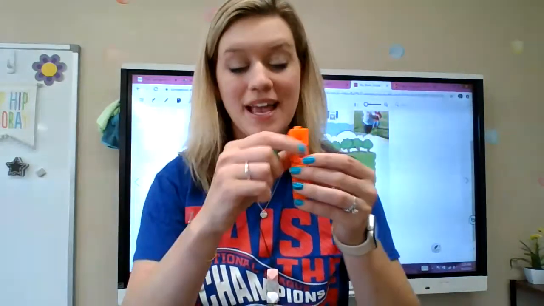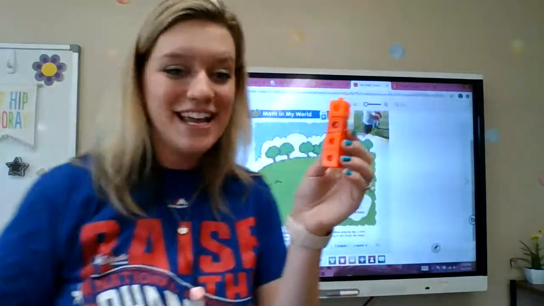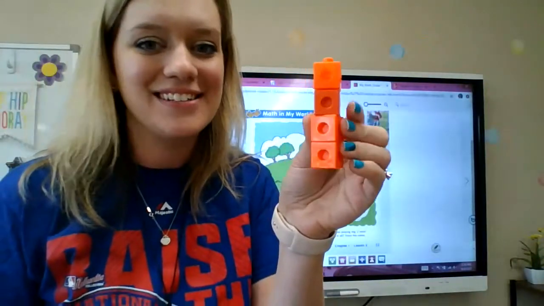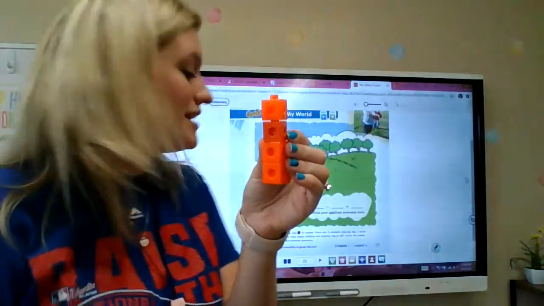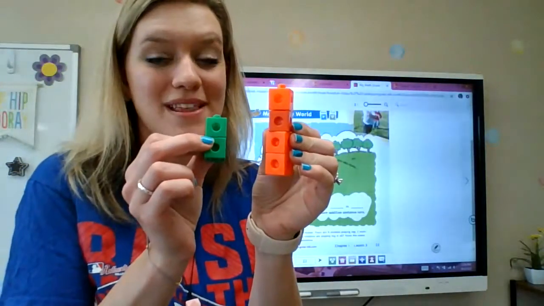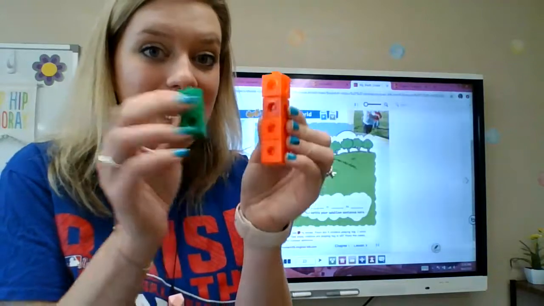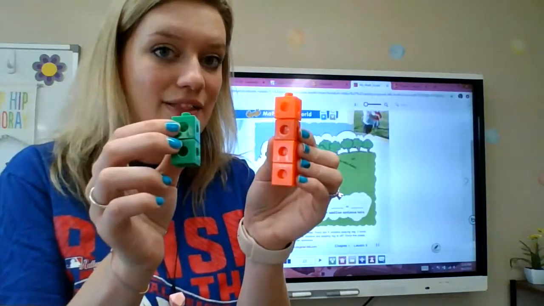That could work. So I have right here, our story says that there are 4 children playing tag. So here's our 4 friends. They're playing tag outside. And then 2 more wanted to come join them. So they're walking over. They want to go play tag too. So I have to add these together.